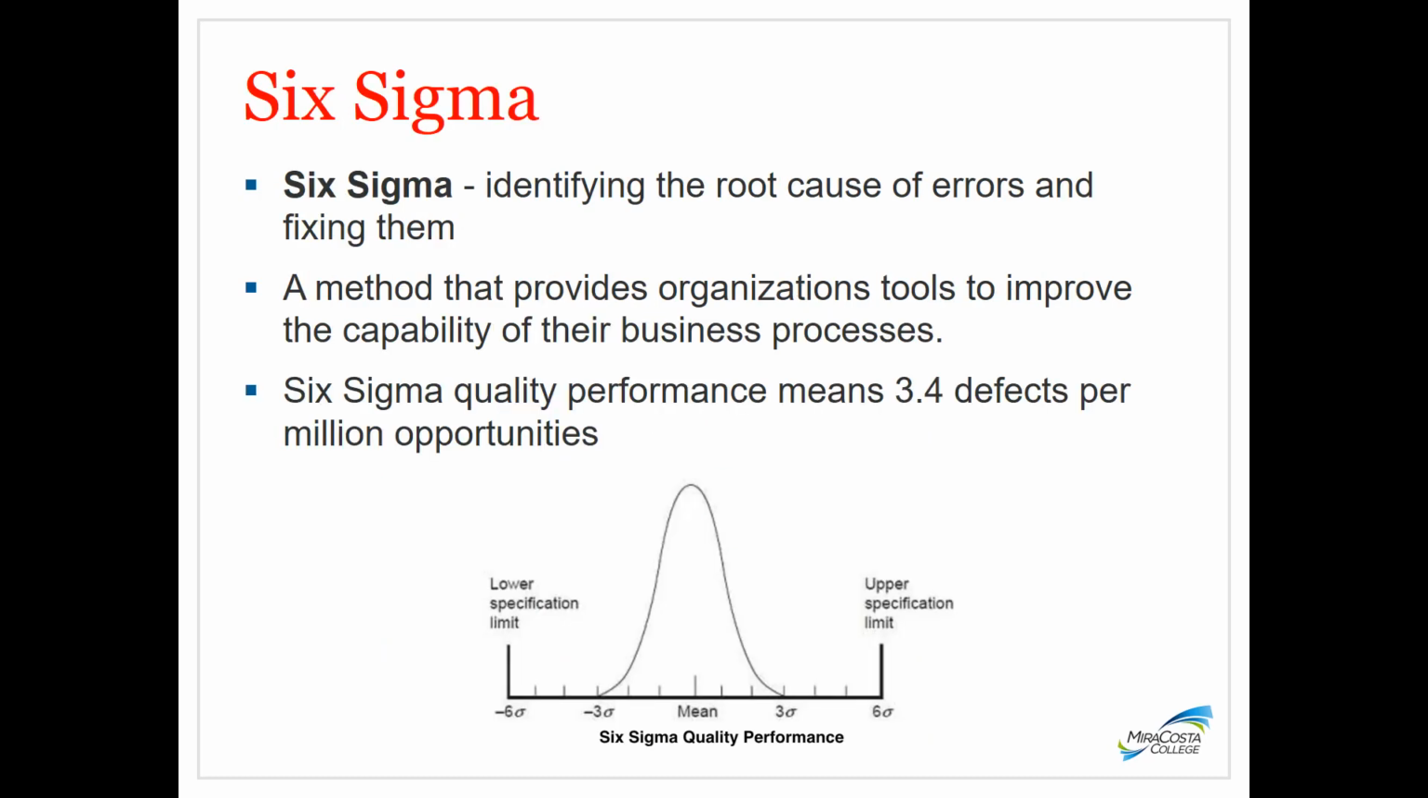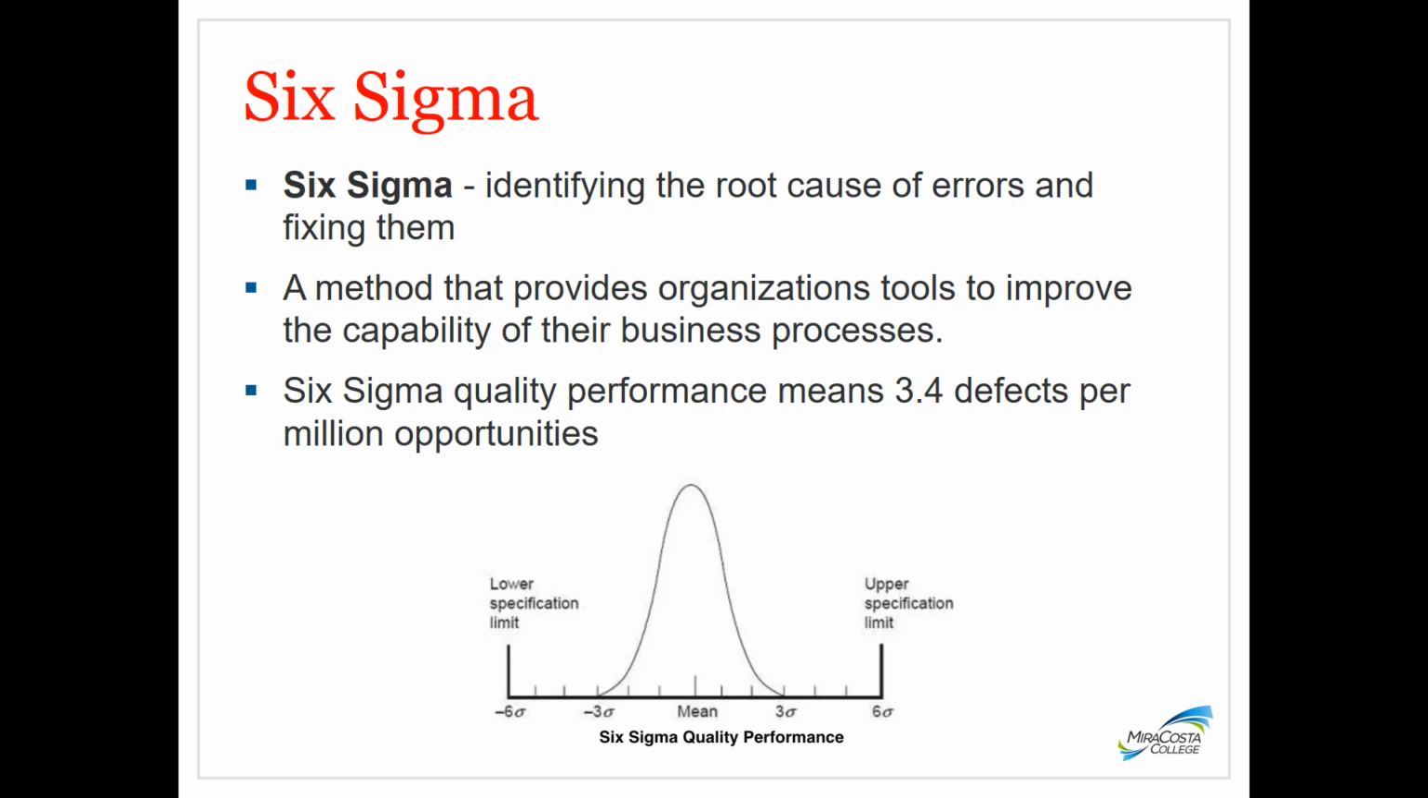One more approach I want to cover is Six Sigma, and its focus is to identify the root cause of errors and addressing them or fixing them. This is a method that provides organizations tools to improve the capability of its business processes. Now, where Six Sigma comes from is it focuses on quality performance that results in 3.4 defects per million opportunities.